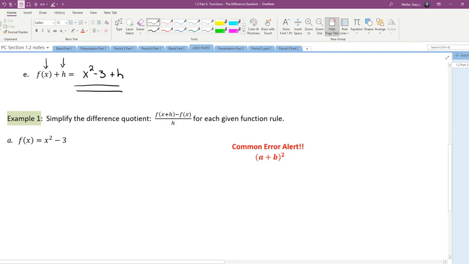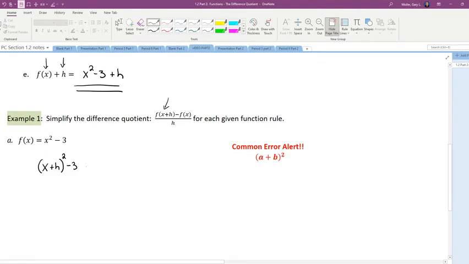So what is it telling us to do to evaluate this? Take f of x plus h. Well, what does that mean? You're going to find your function and plug in x plus h. So that would be (x plus h) squared minus 3. This is f of x plus h.